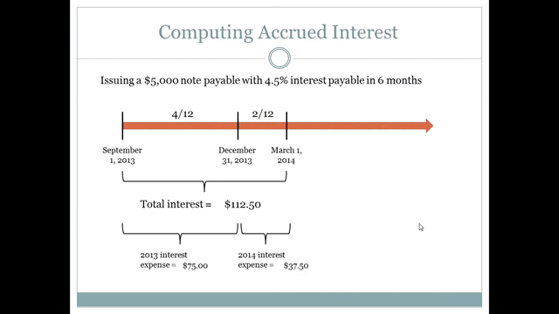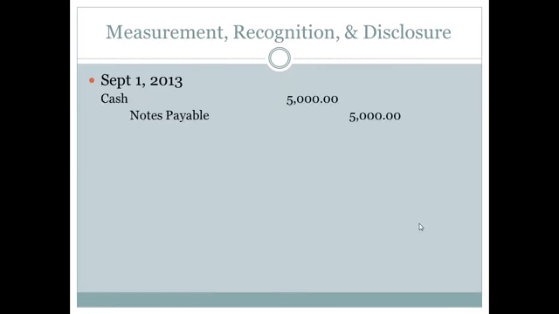Now, how do we go about recognizing this transaction? The actual borrowing of the note, we're issuing a note for cash, and then we will repay that note 6 months down the road. So how do we go about recognizing that set of transactions related to the note payable? So the first thing that we have is what happens on September 1st. And that's relatively straightforward. We just sign a note that says we're borrowing $5,000, and we agree to repay that $5,000 plus accrued interest at the March 1st, 2014. And so we would debit cash and credit notes payable for $5,000.